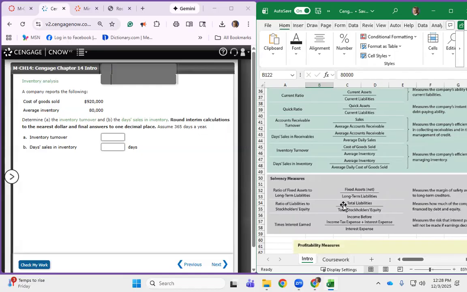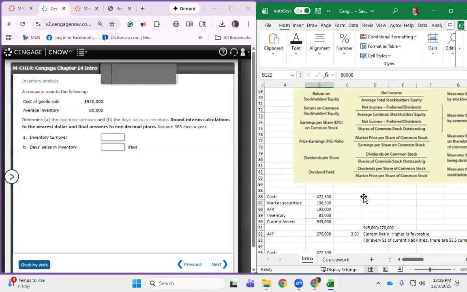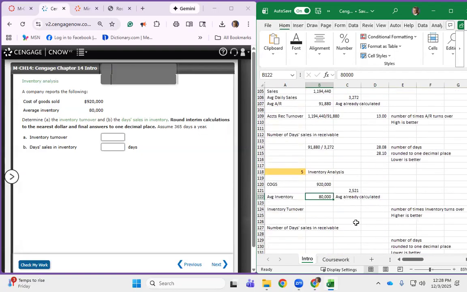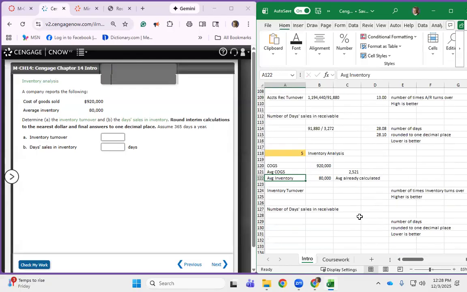All right. So let's do the math. We've got to do average cost of goods sold. So just like we did average daily sales, we're going to do average cost of goods sold here. All right. So this is this number divided by 365. Okay. So 2,521.